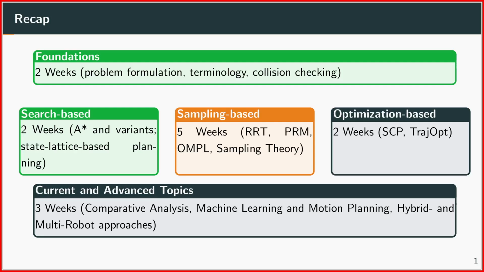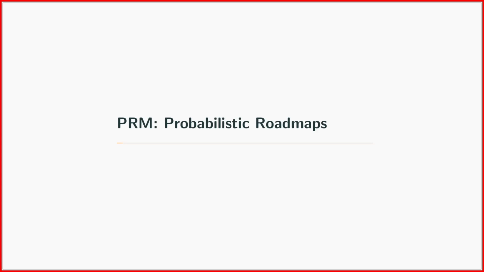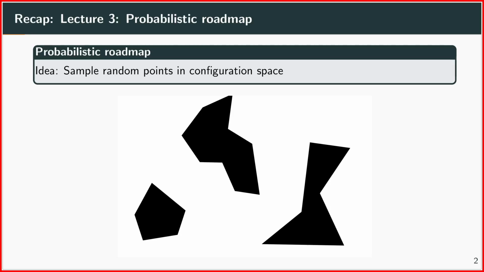Okay, this is again a small recap. Today, as I said, will be all about probabilistic roadmaps, which are really one of the major approaches to motion planning. And the idea is basically pretty simple. The idea is just that you sample random points in your configuration space. And once you have sampled random points, you try to connect them to each other.